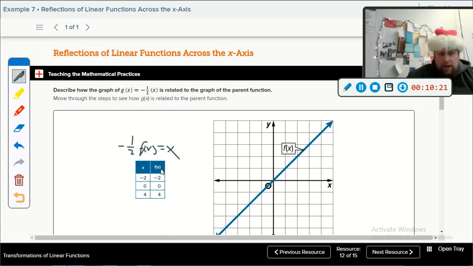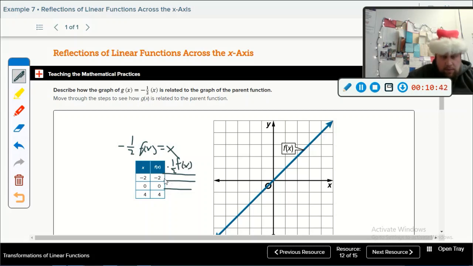And so we're going to have f of x times negative 1/2, which means we're going to add some rows here. That negative is going to reflect it across the x, and that 1/2 is going to dilate it down a little bit. So what's negative 1/2 of f of x right here?